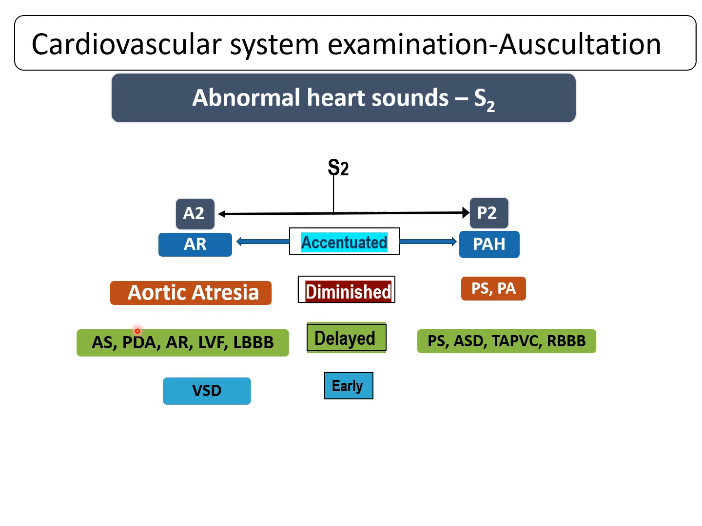Delayed A2 can be there in AS, PDA, AR, left ventricular failure and left bundle branch block. Delayed P2 can be in pulmonary stenosis, atrial septal defect, TAPVC, total anomalous pulmonary venous return, and RBBB, right bundle branch block. Early A2 can be seen in ventricular septal defect.